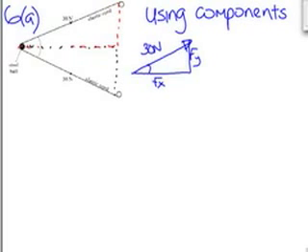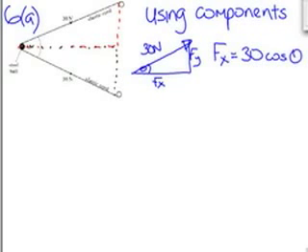Now, in the original diagram, I had an angle of 45 degrees in between my two force vectors. What I've shown here is half that angle because my Fx line is bisecting the angle. So my angle would actually be 22.5 degrees.